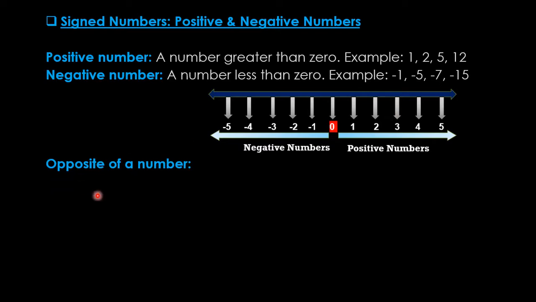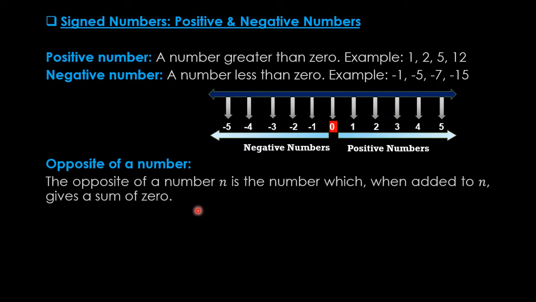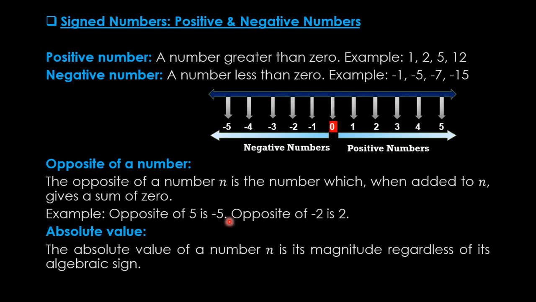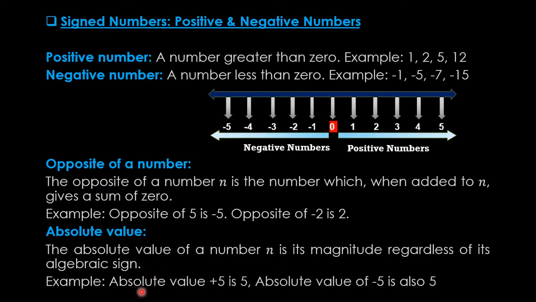Now the opposite of a number is very simple. The opposite of a number n is the number which when added to n gives a sum of 0. That means if there is a number 5, the opposite of it is minus 5; the opposite of minus 2 is 2. So simply we are changing the sign. Now absolute value is without the sign. The absolute value of a number n is its magnitude regardless of its algebraic sign. So the absolute value of plus 5 is 5, whereas the absolute value of minus 5 is also 5.